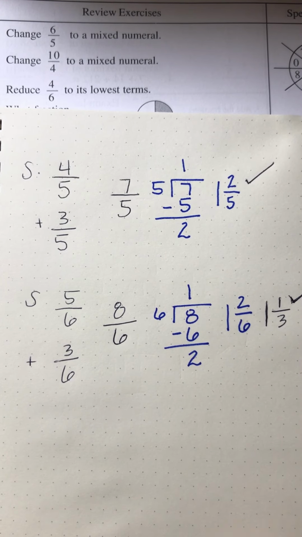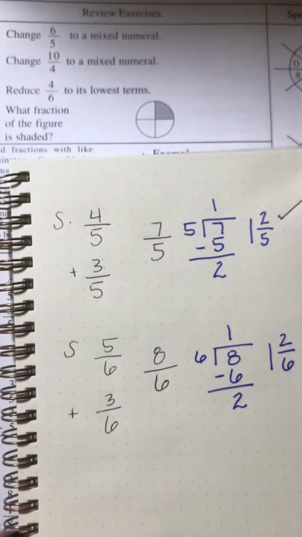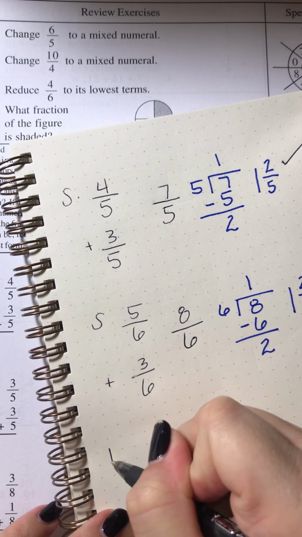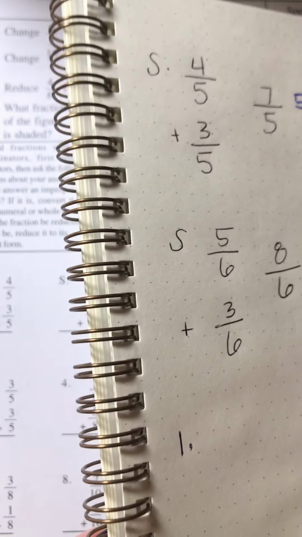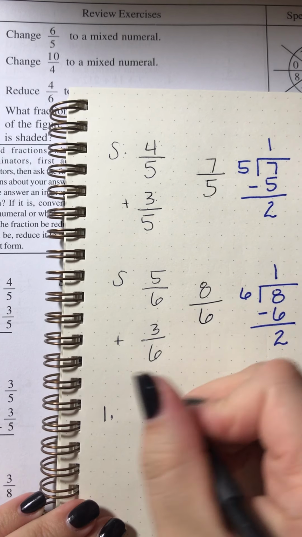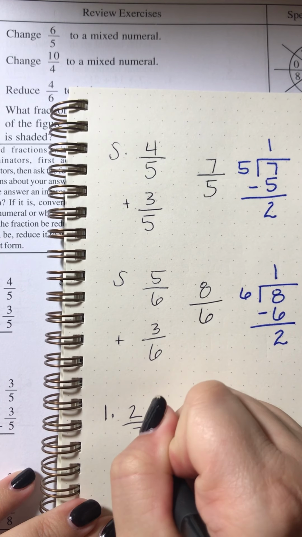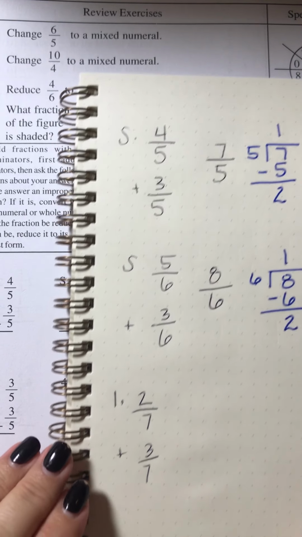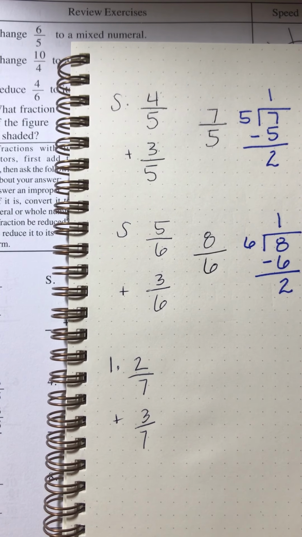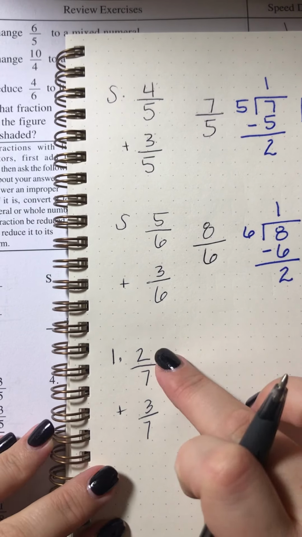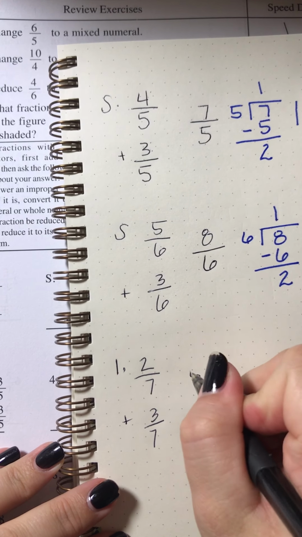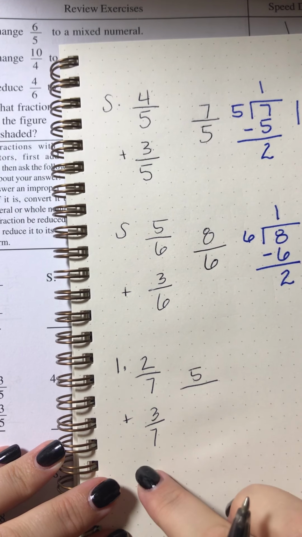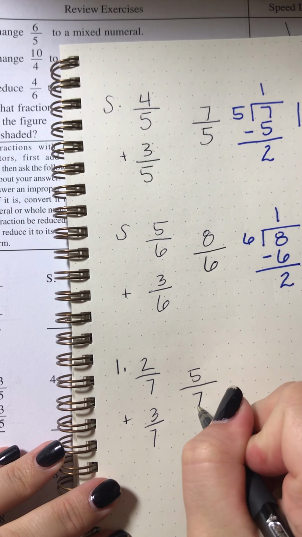Let's do number 1. For number 1, we have 2 over 7 plus 3 over 7. And again, let's add our numerators. We have 2 plus 3, and 2 plus 3 is 5. Our denominator stays the same as we've learned.